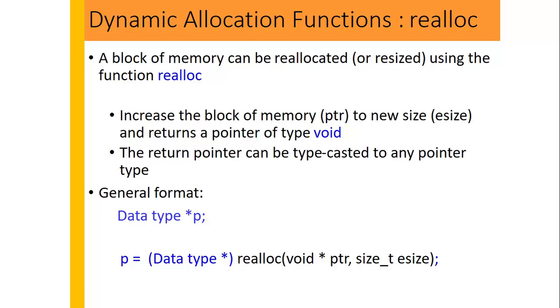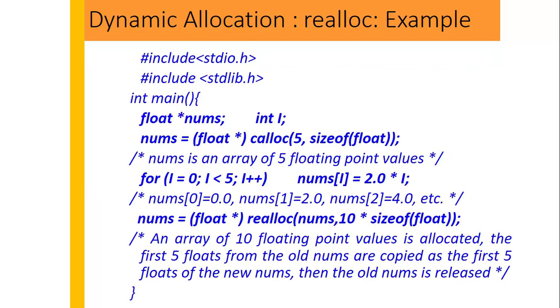Okay, let's see with the help of an example. We have float *num and int i. num = (float *)calloc(5, sizeof(float)). So we allocated memory for 5 floats, storing 5 float values. And we stored values in the next line: for i from 0 to less than 5, num[i] = 2.0 * i.